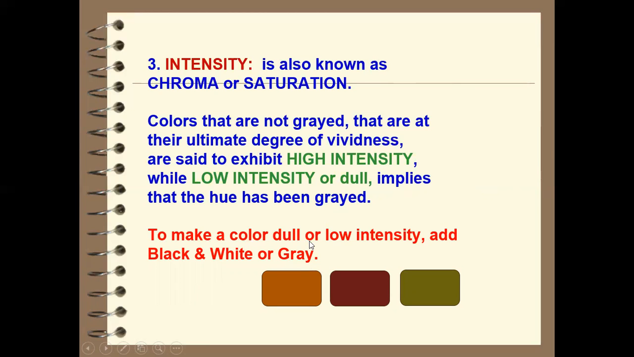So to make a color dull or low intensity, add black and white, or gray. Okay, so if you want to make the color not so vivid because you need it for the mood in your painting, you add gray. Okay, and how do you get gray? So you mix black and white. So that's gray, and then you add gray to the color that you want to have a low intensity.